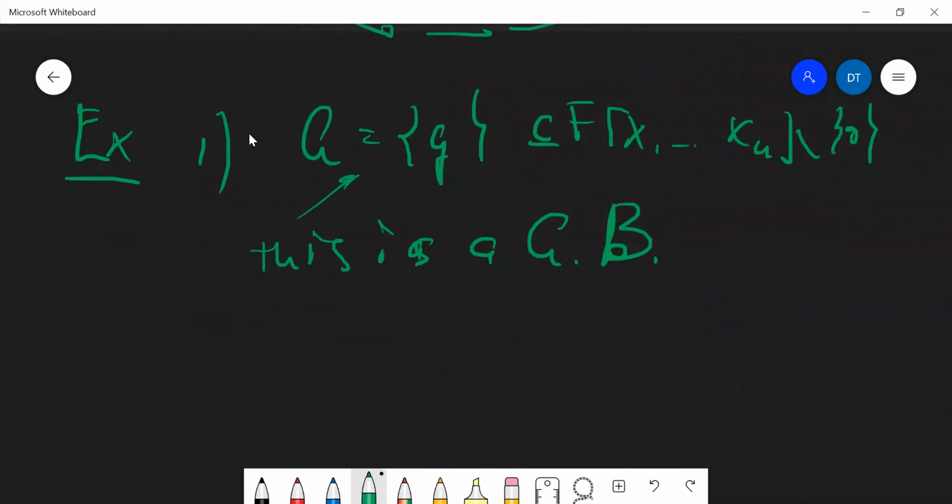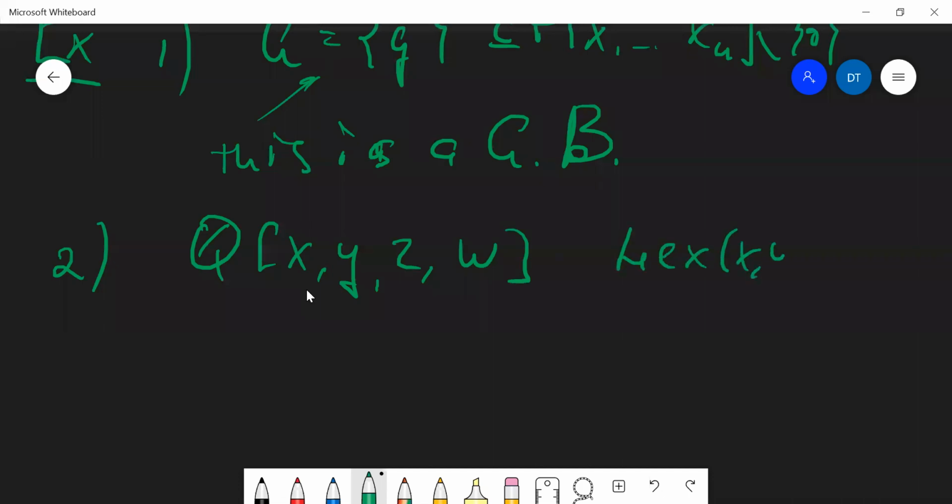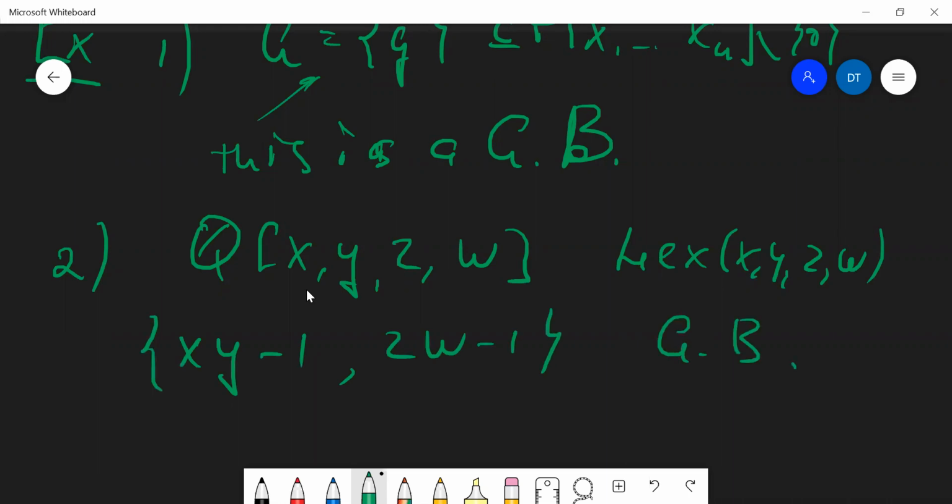Another example, let me give you a specific example. Let's say Q of X, Y, Z, W, with a given order, then xy minus 1 and zw minus 1. This is an example of a Grobner basis.